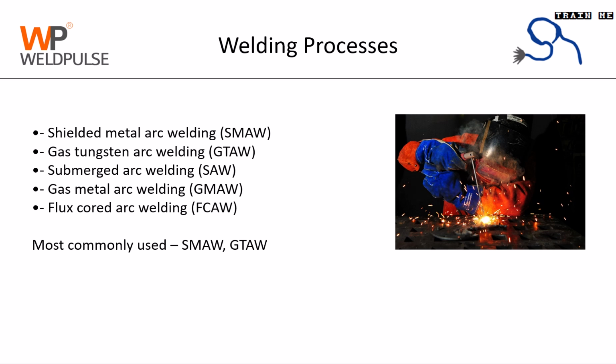This is a short lesson on welding processes. There are 5 arc welding processes mostly used for process industries: shielded metal arc welding, gas tungsten arc welding, submerged arc welding, gas metal arc welding and flux core arc welding. The most commonly used are SMAW and GTAW. On the next slides, we will let you know about these welding processes.